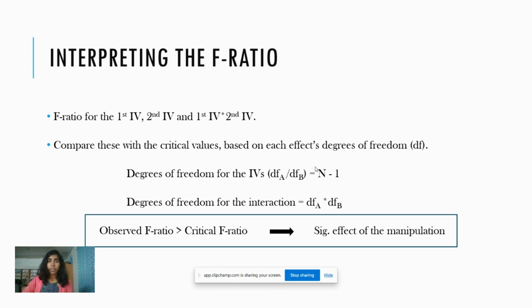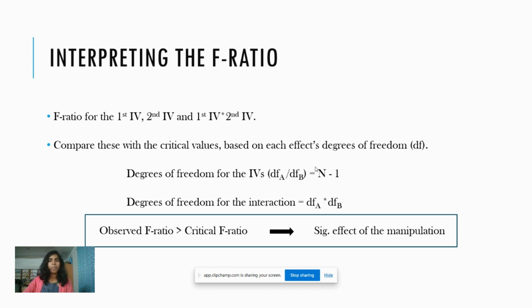So you'll have to report all three of these, and then you'll have to compare the obtained F values for all these three categories to the critical values. Whenever the observed F ratio is greater than the critical F ratio, we would reject the null hypothesis and say that there is a significant effect of the manipulation, or that there is a significant difference between the two groups.